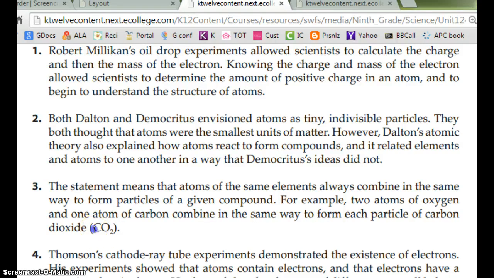So basically he's saying carbon dioxide is always 1 carbon with 2 oxygens. Water is always what formula? H2O. Table salt is always what? Sodium chloride, which is NaCl. That's all that it means.